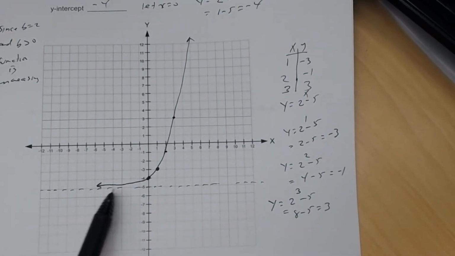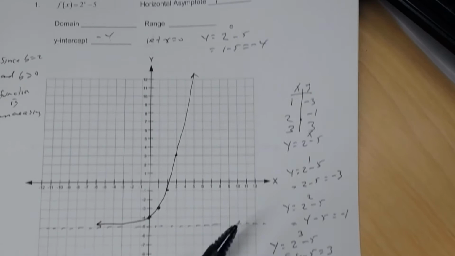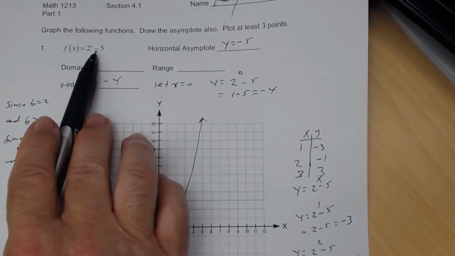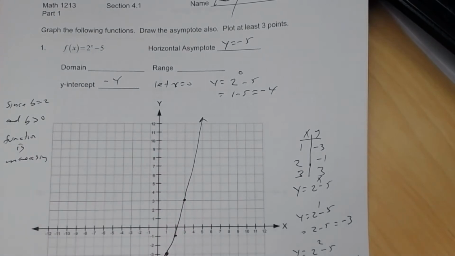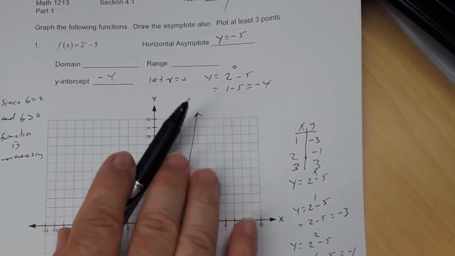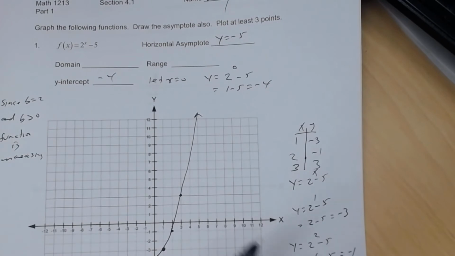So notice we have to do the horizontal asymptote first, and the horizontal asymptote is just this constant right here. So y equals whatever that number is. In this case, it's -5. To find the y-intercept, you let x equal 0, and you solve for y.